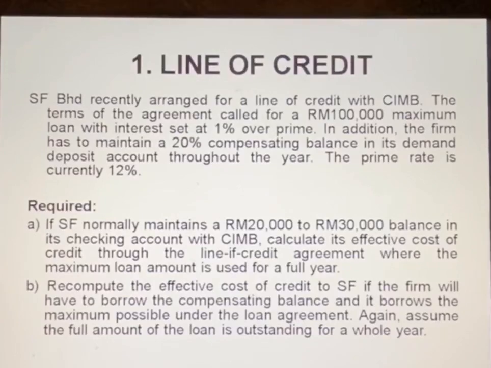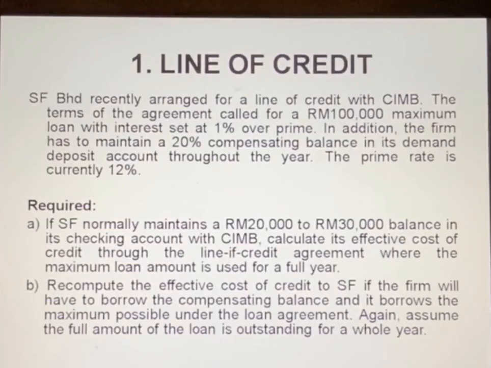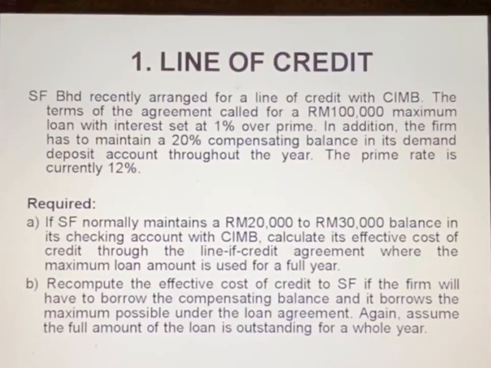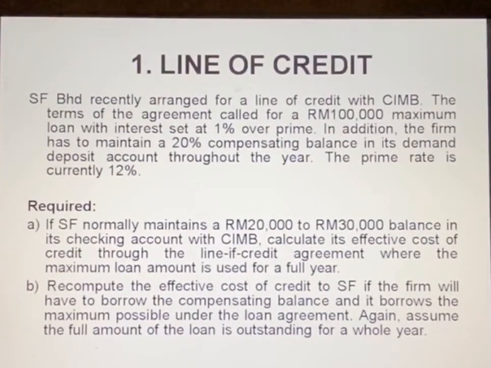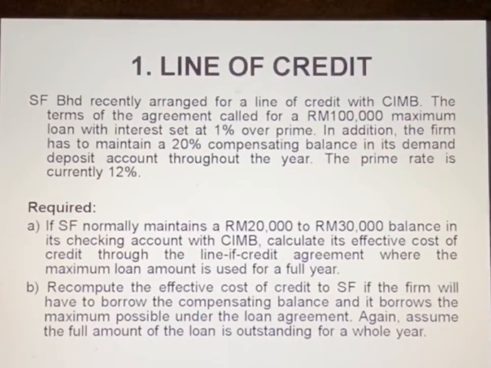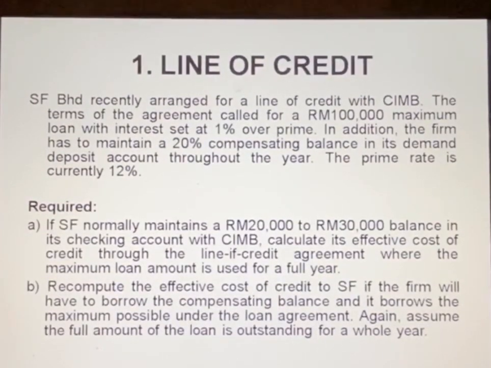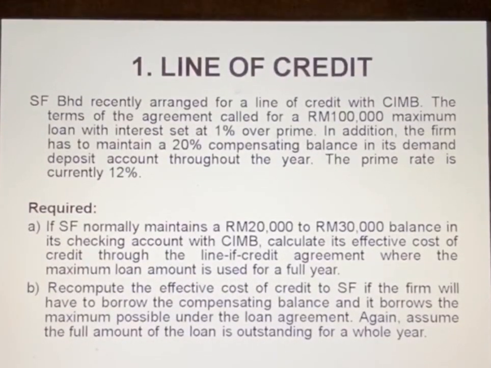So this is an example of line of credit for bank loan. SF Berhad recently arranged for a line of credit with CIMB. The terms of agreement called for a 100,000 maximum loan with interest set at 1% over prime. In addition, the firm has to maintain a 20% compensating balance in its demand deposit account throughout the year. The prime rate is currently 12%.